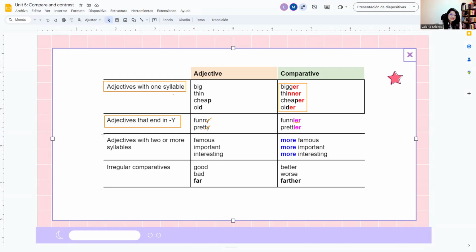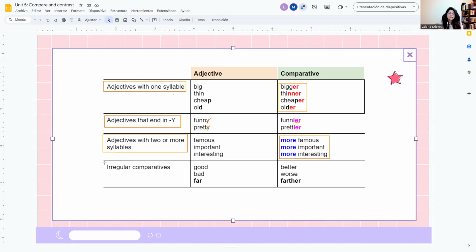Then we had a look at adjectives with two or more syllables, like long adjectives, if you wish. If you have long adjectives, then what you are going to need is to add another word, in this case, more. So if you have the adjective famous, it becomes more famous than. Important becomes more important than. Interesting, again, becomes more interesting than. Right, so long adjectives, two or more syllables usually, go with more instead of adding ER at the end.